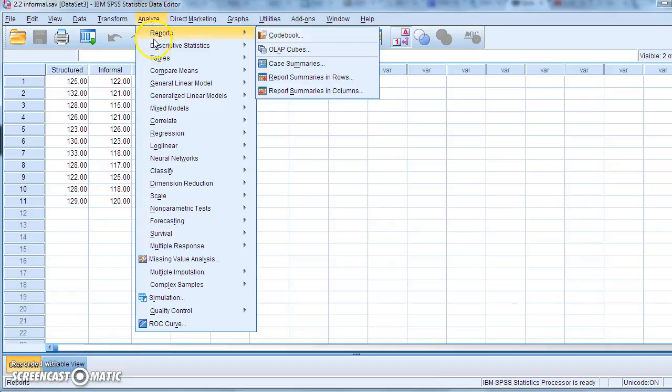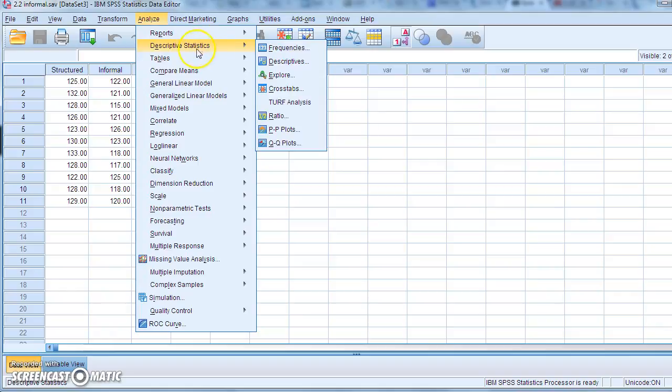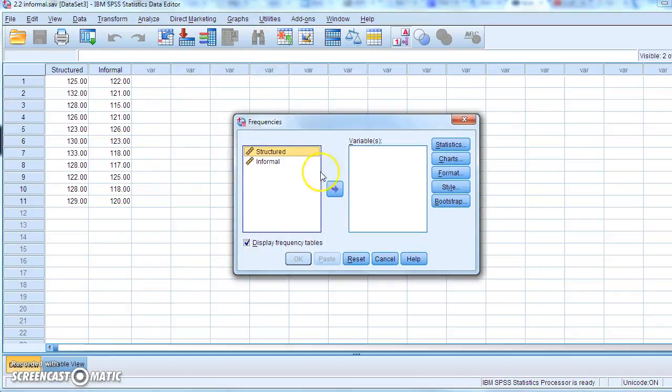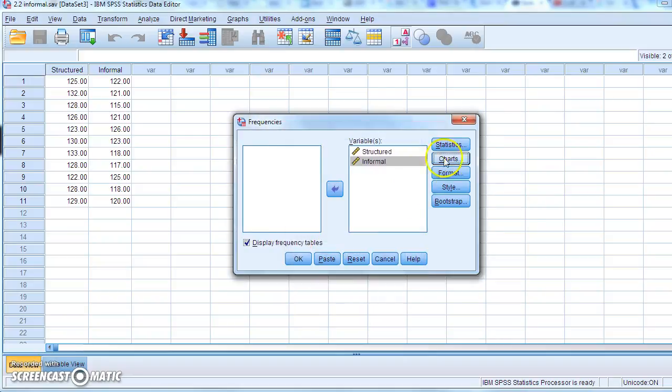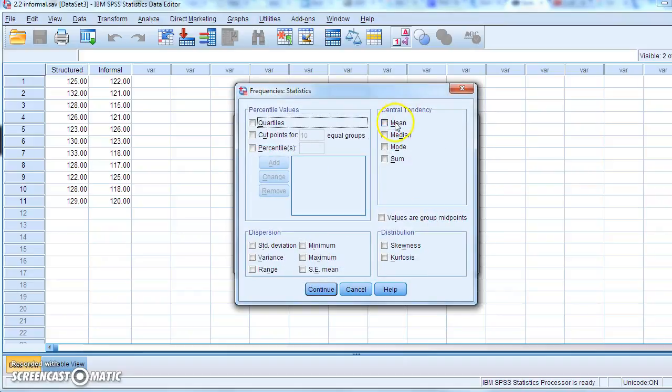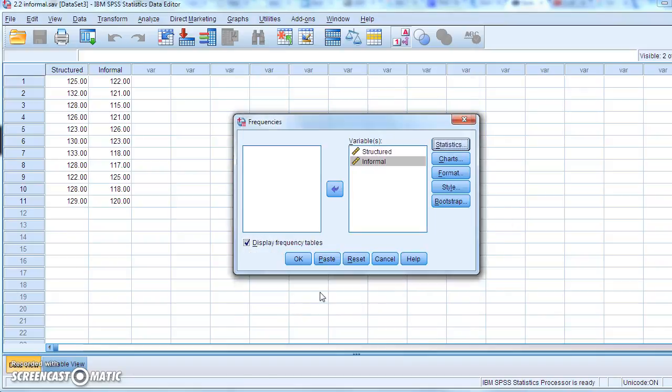There are various different ways of getting these data, but I find the easiest way to get the skewness statistic is to do frequencies here. We have structured versus informal, and both of those are the DVs, so we put them both in. We can get a chart, so let's ask for a histogram, and let's ask for a normal curve on the histogram. Continue. Let's go to statistics, and ask for the mean, the median, the standard deviation, and the range. So we've got both parametric style statistics here, the mean and the standard deviation, and non-parametric measurements, the median and the range as well. And also we'll ask for skewness. So we click OK, and then OK again.